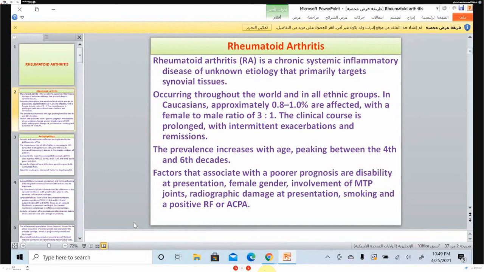Factors that associate with a poor prognosis are disability at presentation, female gender, involvement of the metatarsophalangeal joints, radiographic damage at presentation, smoking, and positive rheumatoid factor or positive ACPA اللي هو anti citrullinated peptide antibody.